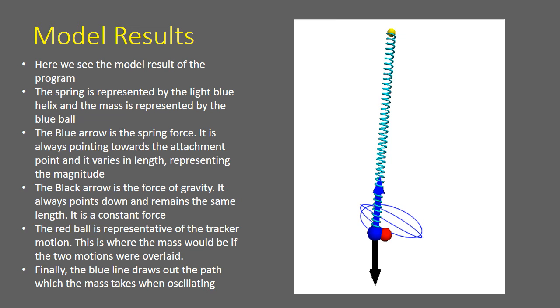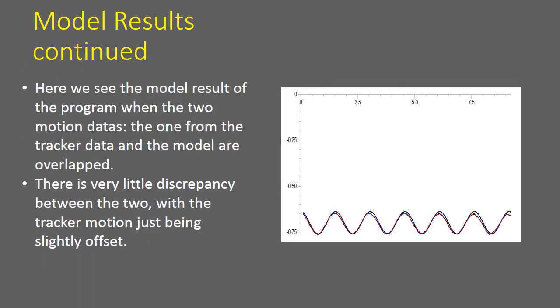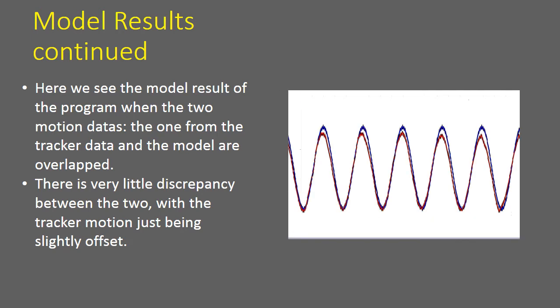The red ball is representative of the Tracker motion. This is where the mass would be if the two motions were overlaid. Finally, the blue line draws out the path the mass takes when oscillating. Here we see the model result of the program when the two motion data from Tracker and the model are overlapped, and here we'll zoom in a little bit so we can see it better. Obviously there's very little discrepancy between the two, with the Tracker motion just being slightly offset.